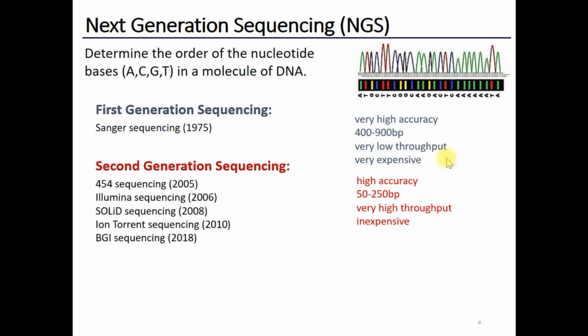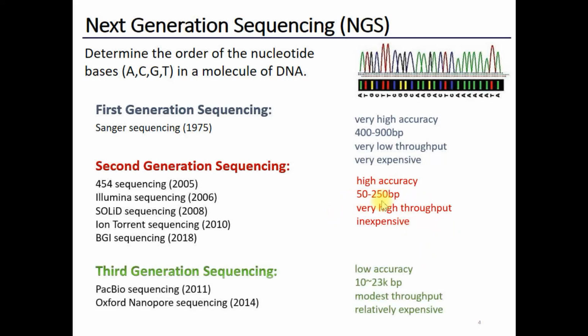The second generation sequencing includes a number of different modern sequencing technologies, from Roche 454, Illumina, SOLiD, Ion Torrent, and recently BGI sequencing. It has very high accuracy, high throughput, and cost efficiency. The biggest disadvantage of second generation sequencing is its relatively short read length, from 50 base pairs to 250 base pairs.